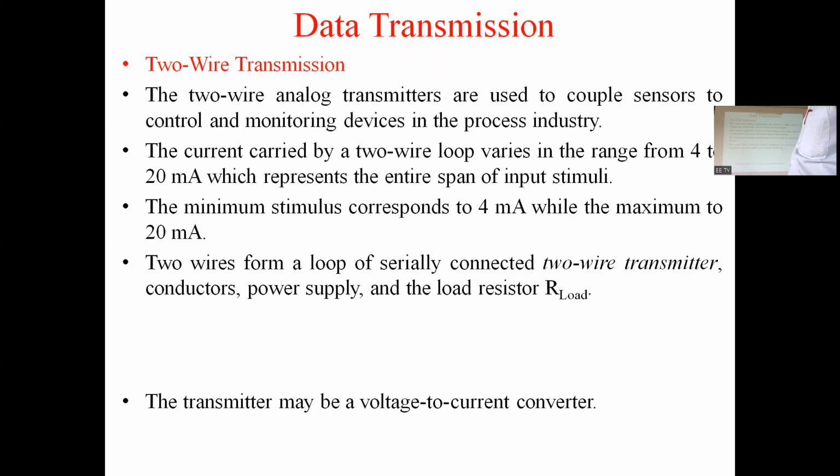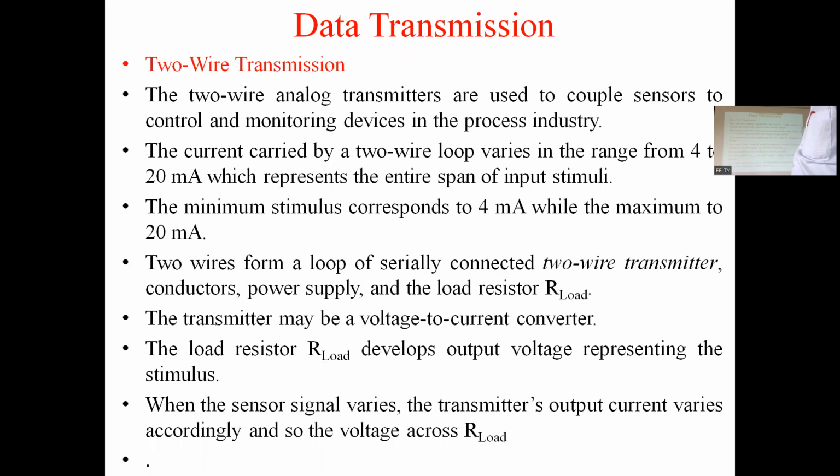What is meant by 2 wire transmission? Okay, so this 2 wire transmission is one of the ways to transmit the data from sensor output to the microcontroller, or some signal conditioning devices or interfacing devices. Two wire analog transmitters are used to couple the sensor to the control and monitoring device in the process industry. That is where two wire transmission can be used. It can be used to couple the sensor output and control and monitoring devices.